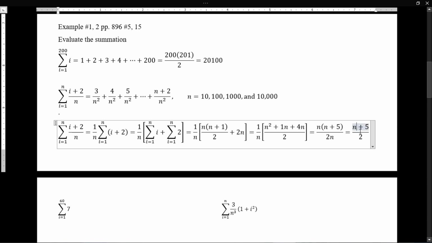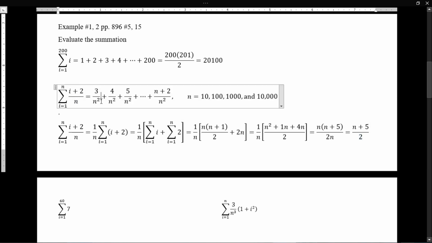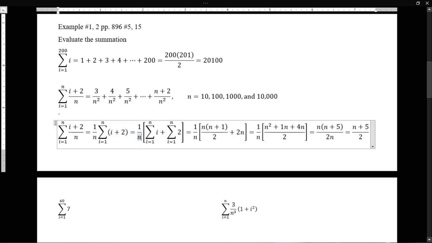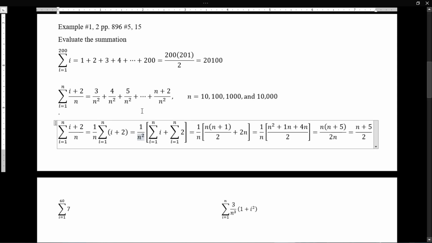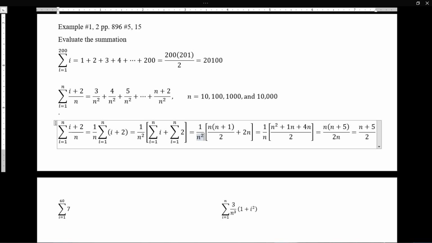So, wait, did I miss something? Did I? Oh, that makes sense. Oh, n squared. So this would be n squared. This makes so much sense. Okay. Sorry. I forgot that this n squared over here.